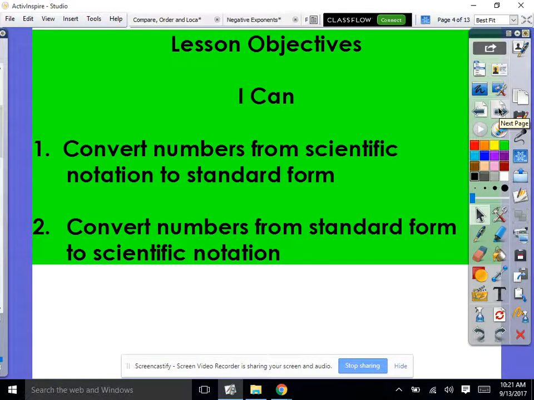Your lesson objectives that you need to pause the video and write down. I can, or I am learning to, convert numbers from scientific notation to standard form and convert numbers from standard form to scientific notation.